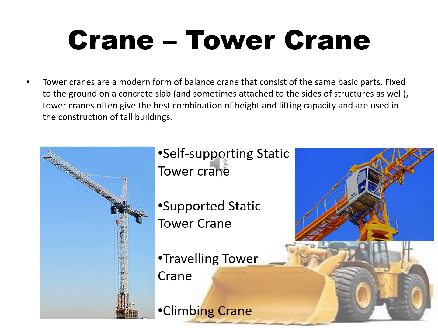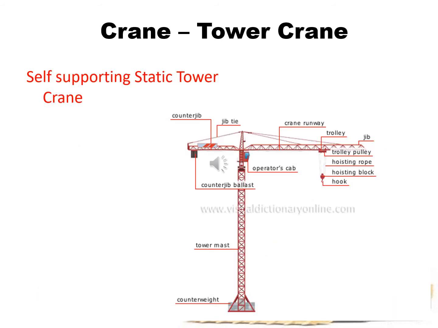The 4 types are self-supporting static tower crane, supported static tower crane, traveling tower crane, and climbing crane. As shown, the parts of a self-supporting static tower crane are counterweight, tower mast, operator's cab, counter jib's ballast, jib tie, crane runway, trolley, hoisting rope, hoisting block, and hook.